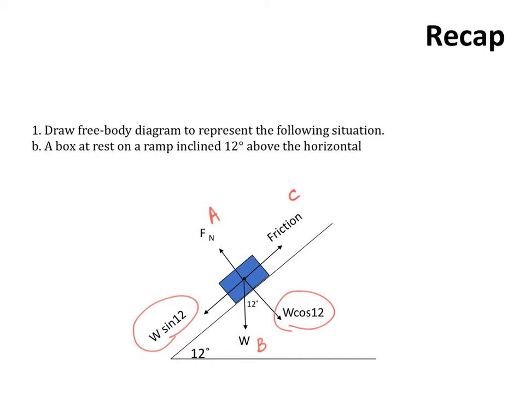Now for W, the force of gravity, we are having two components. Why do we have two components for gravity? Because the force of gravity is making an angle of 12 degrees with the perpendicular to the inclined plane.